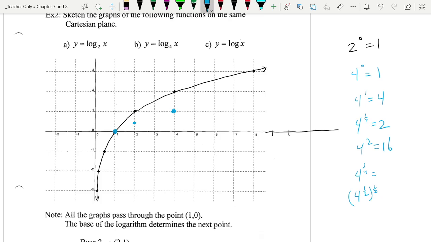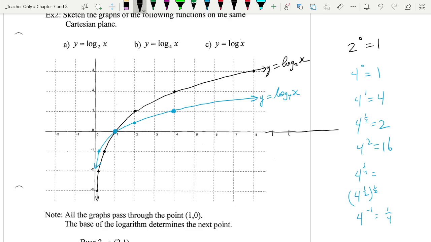So, let's do some negatives. How about that? That's easier to graph. How about 4 to the -1? What does that equal? That equals 1/4, right? So when x is 1/4, y is -1. So 1/4, -1, so maybe about there, about halfway between those 2 points. Good enough. You know what this shape is from here. So I think I better label these. So this guy is y equals the log to the base 4 of x. And this guy is y equals log to the base 2 of x.